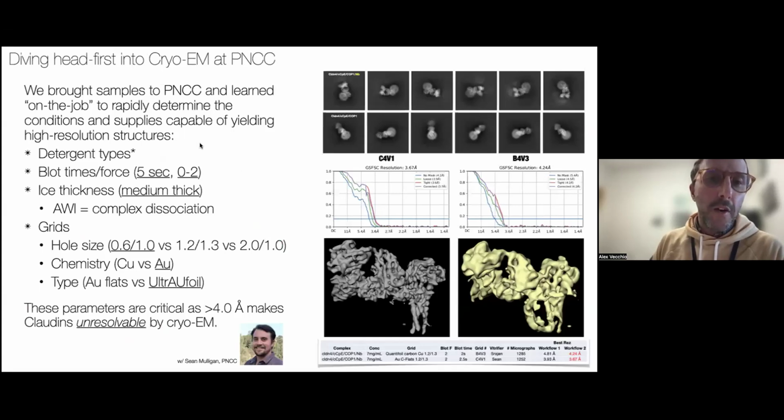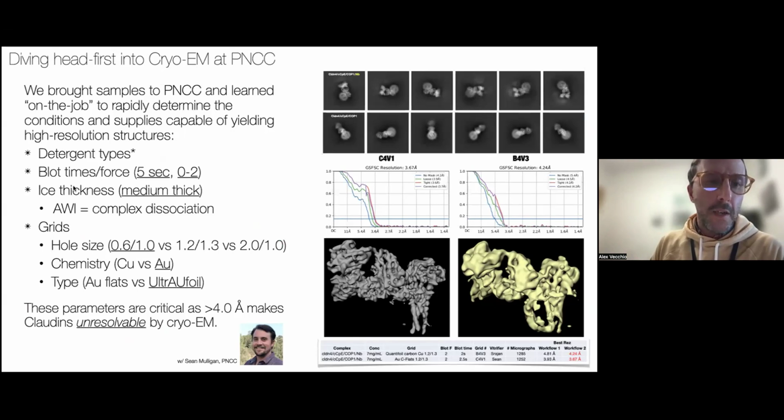Like I said, we brought our own samples. We even prepped some samples there, and we screened everything that you would normally screen over the course of 3 to 6 months or a year. We did it, I think, within the whole month. By the end of the month, we kind of learned everything we needed to learn about these complexes. So we brought complexes in different detergents, and then we did all the things that people do.